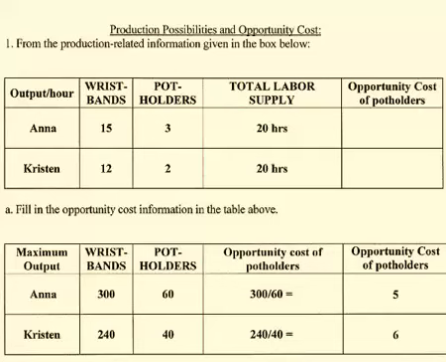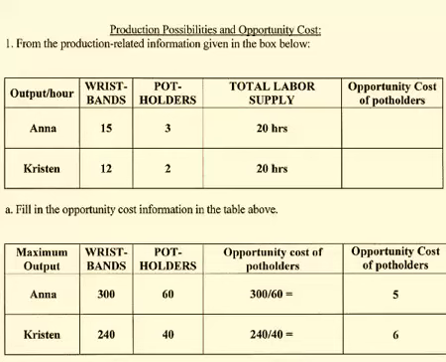Anna can produce 15 wristbands per hour, whereas Kristen can produce 12. Anna can produce 3 potholders per hour, whereas Kristen can produce 2. They both work 20 hours each at production, and the first question is, how many potholders can they make if they work for the full 20 hours? How many wristbands can they make by working the full 20 hours?